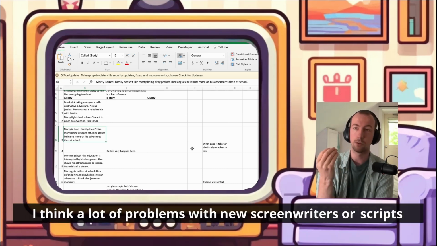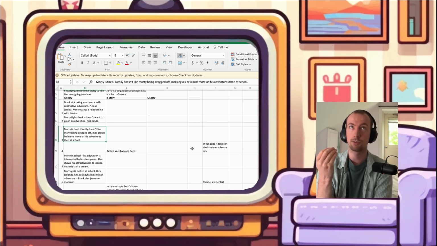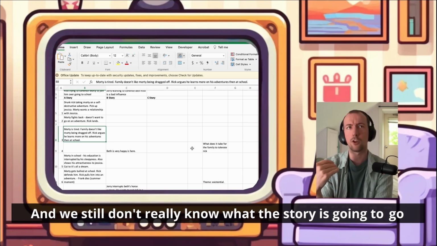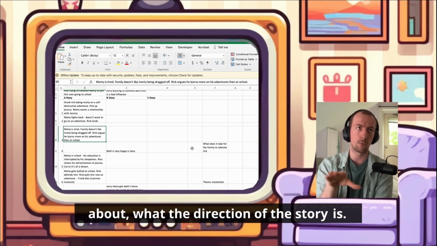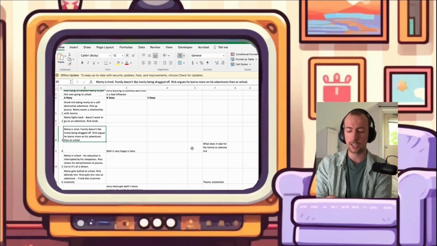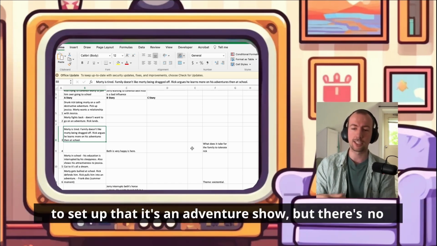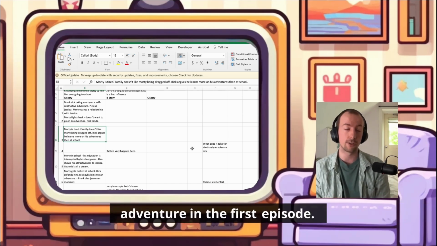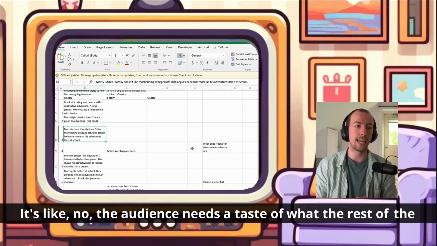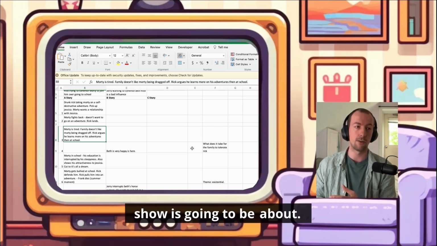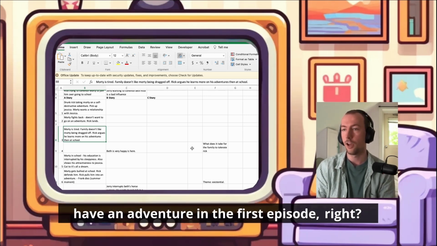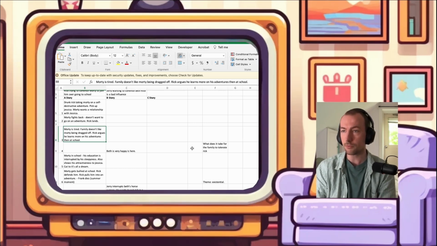I think a lot of problems with new screenwriters or scripts I read is we're at page 5, 6, 7, 8, and we still don't really know what the direction of the story is. Or what you sometimes also see is they set up a whole pilot to set up that it's an adventure show, but there's no adventure in the first episode. It's like, oh, it's going to come after that. No, the audience needs a taste of what the rest of this show is going to be about. So if it's an adventure show, you need to have an adventure in the first episode, right? So they do that really well.